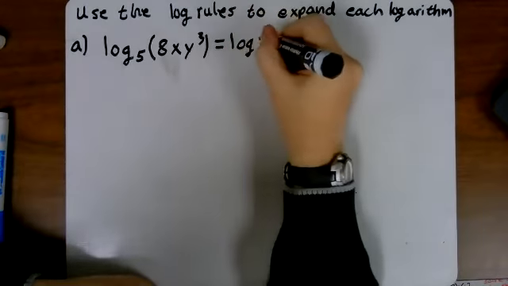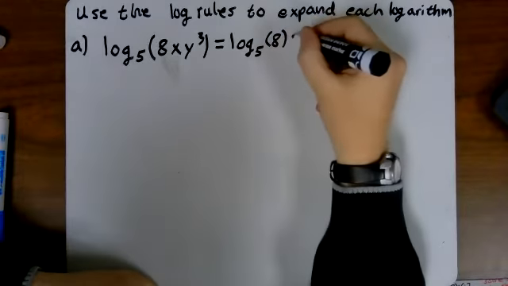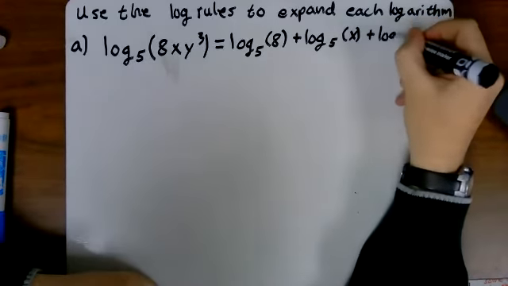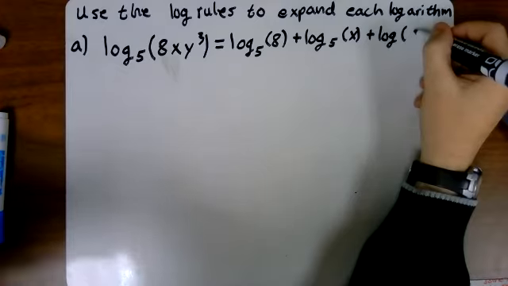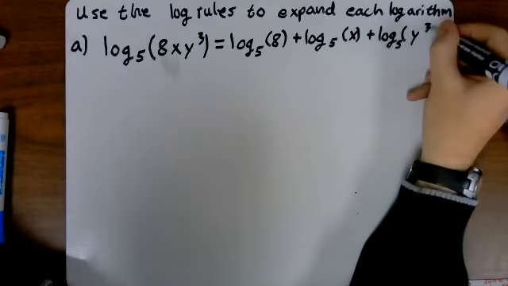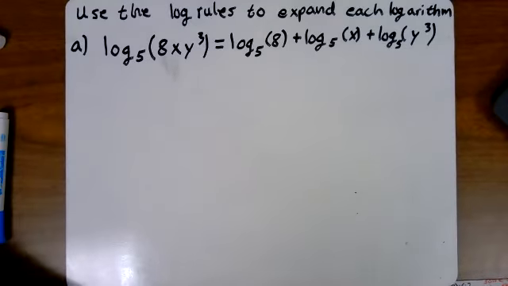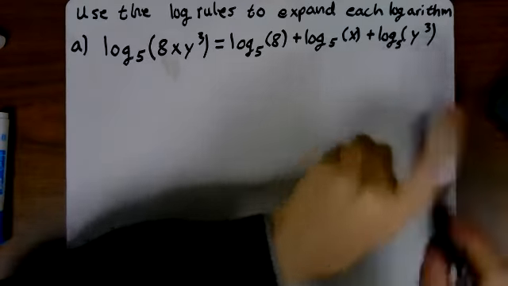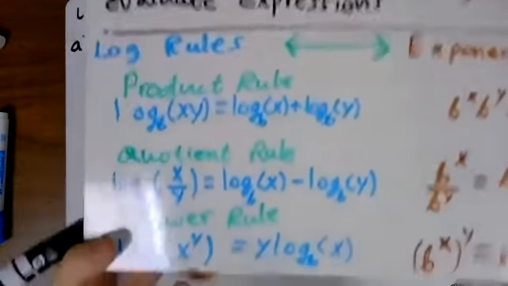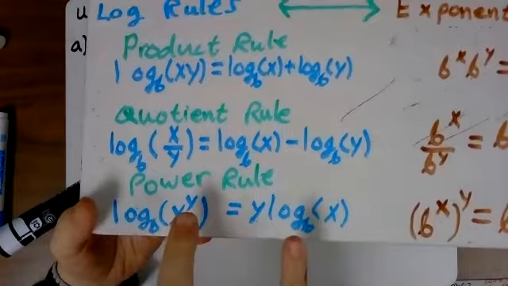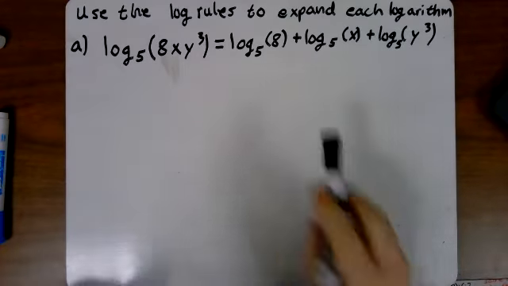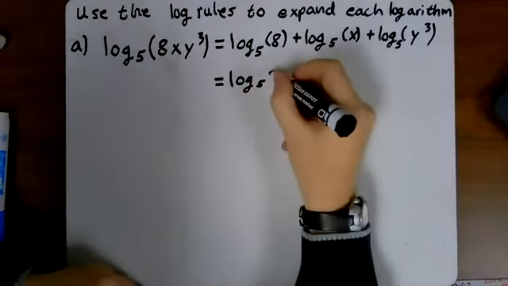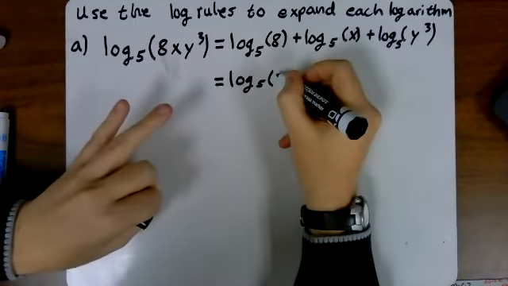So this becomes log base 5 of 8 plus log base 5 of x plus log base 5 of y cubed. Now you might think that this is fully expanded, that we used all the rules, but actually there's a little bit more. Look at this, we have a y cubed in there, which means that we can use the power rule. We can pull that 3 outside of the log. But what maybe isn't quite as obvious is that we can also use the power rule on this 8. Eight is 2 times 2 times 2, isn't it? 2 times 2 is 4, 4 times 2 is 8.